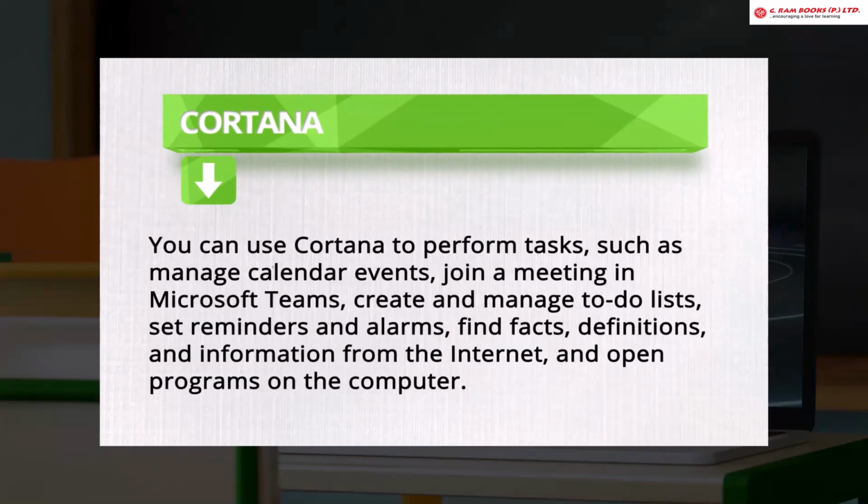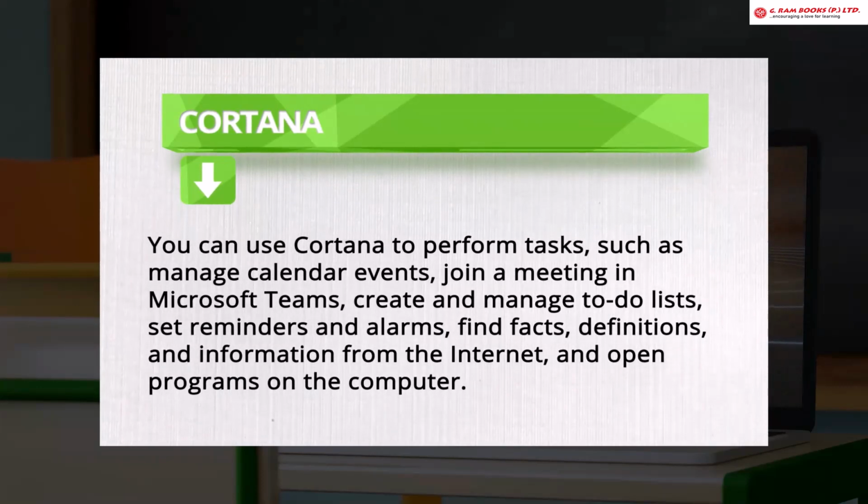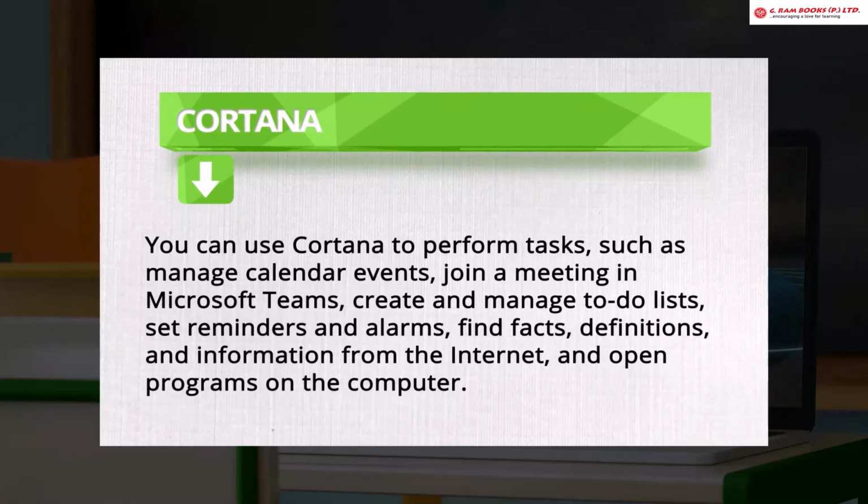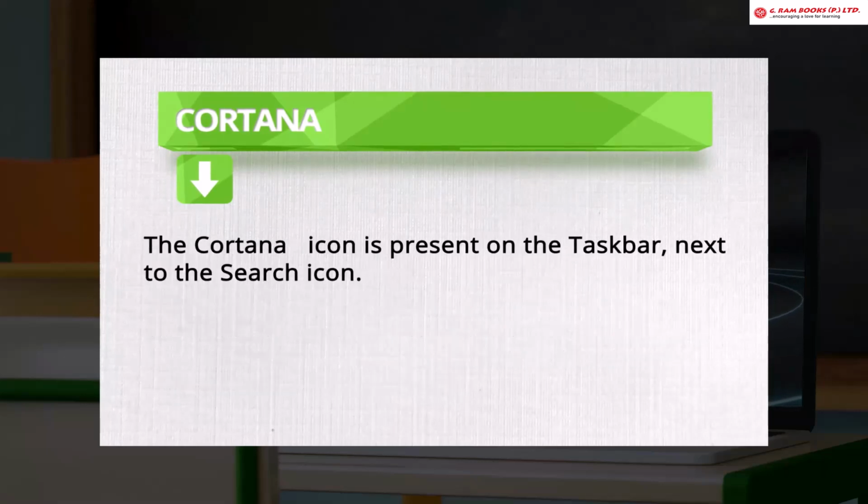You can use Cortana to perform tasks such as manage calendar events, join a meeting in Microsoft Teams, create and manage to-do lists, set reminders and alarms, find facts, definitions, and information from the internet, and open programs on the computer. The Cortana icon is present on the taskbar next to the search icon.